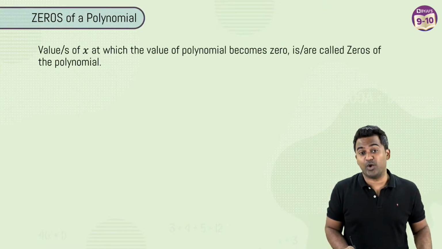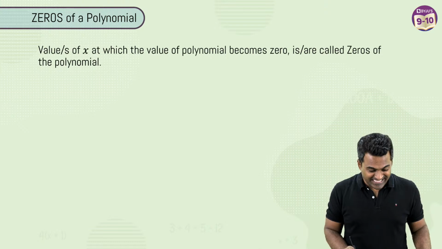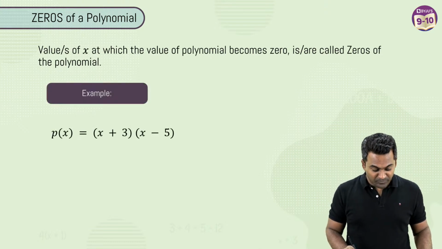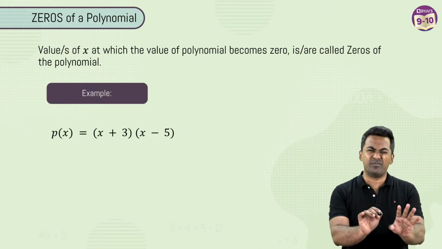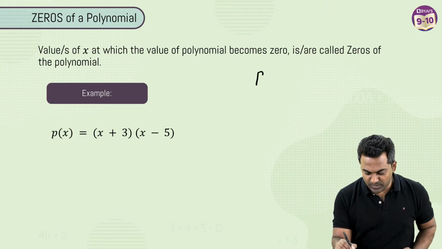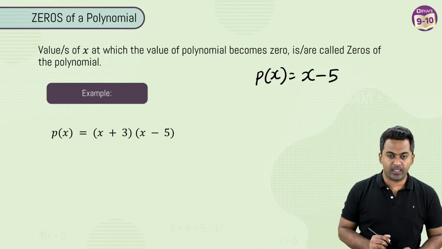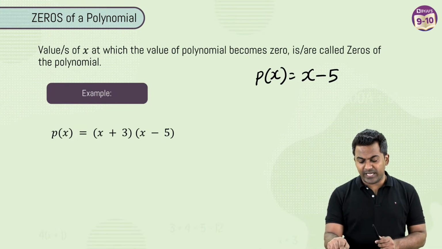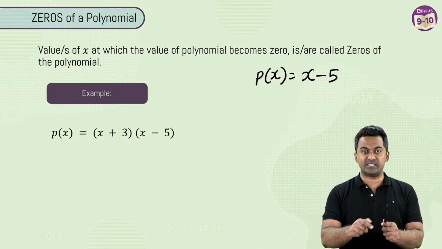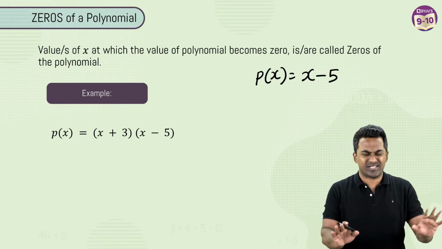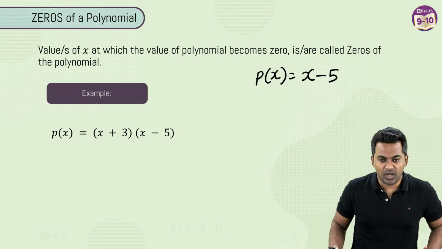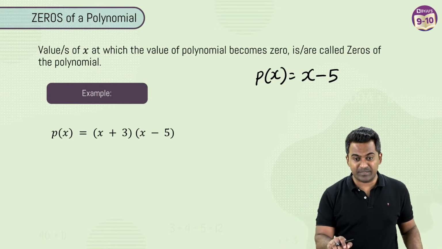So when the polynomial becomes 0 is what we call the zero. Okay? Now have a look at this. I'm going to give you a simple one first. Let's suppose the polynomial p of x is x minus 5. Now tell me what value I need to put in the place of x for this to be 0. It's a simple question. That's all zero of a polynomial means. For what value of x will this be 0?